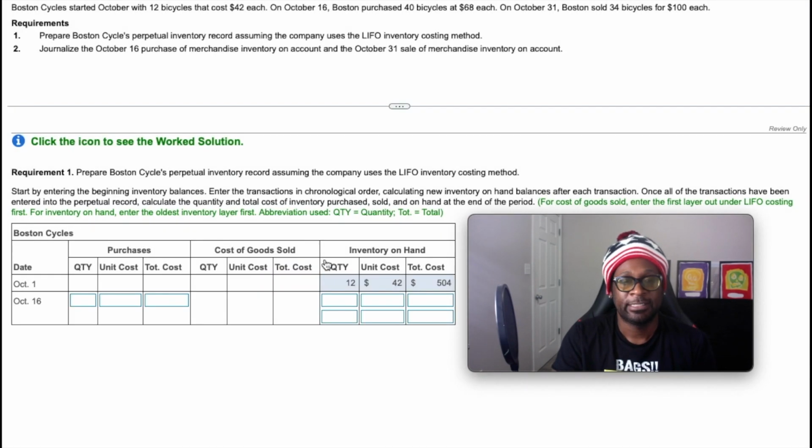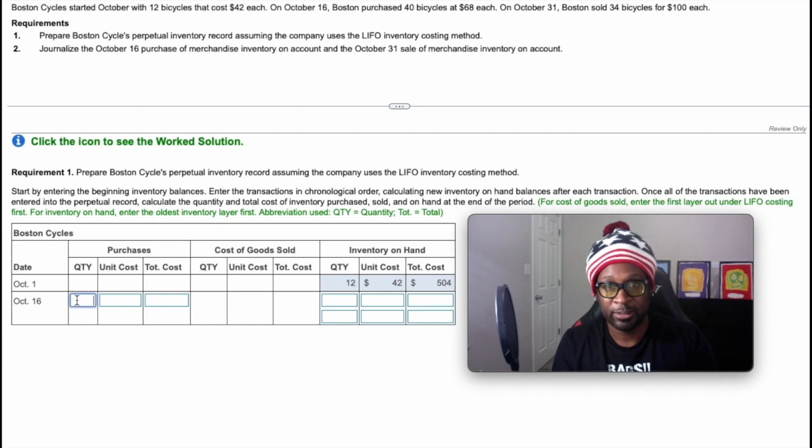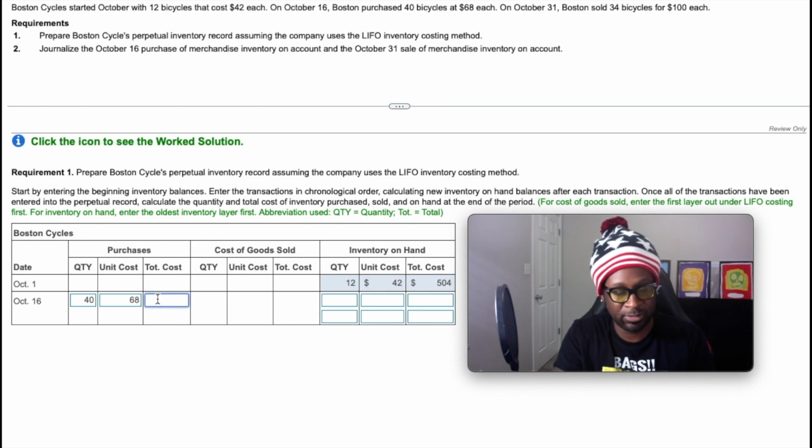Nice work, gang. Next, we are going to account for the October 16th transaction, which consists of the purchase of 40 bicycles at $68 each. Since we're dealing with a purchase, we're going to fill that in the purchase column. So obviously we're going to put the 40 bicycles for the quantity, and the unit cost each was $68. For the total cost, simply multiply those two numbers out, and that'll give us $2,720.